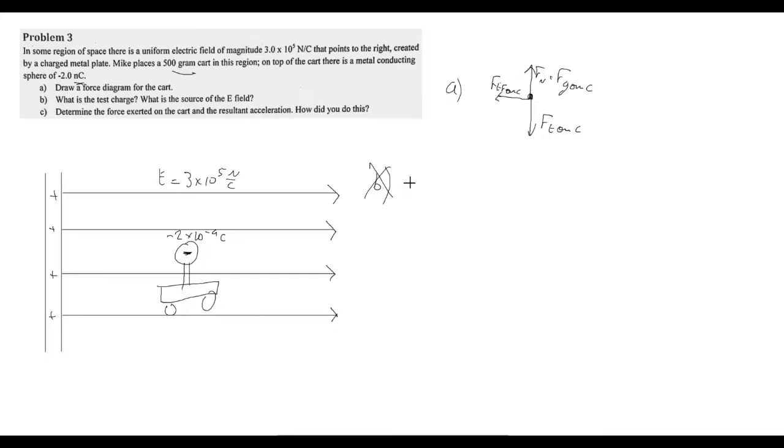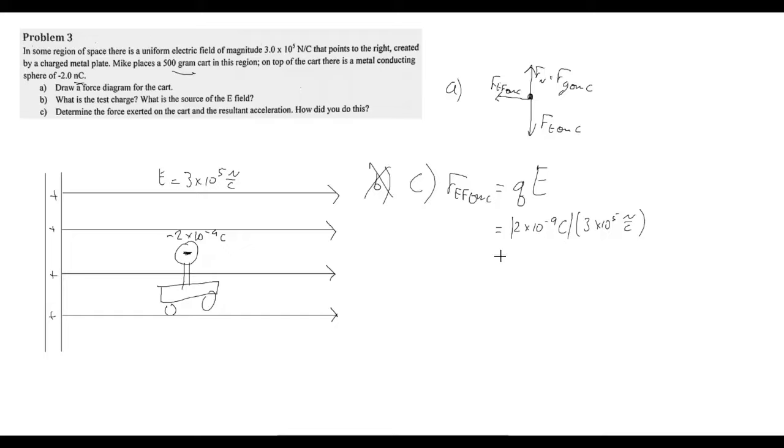So I guess forgetting about part B now, since we just talked about it, and doing part C, the force exerted on the cart and the resultant acceleration. To find the force of the E field on the cart, which is the only one that is causing acceleration, there's an equation for this. The force of the E field on any charge is going to be Q, the charge, or the test charge, times the E field strength. In this case, Q we said was 2 times 10 to the negative 9th coulombs, 2 nanocoulombs. And the E field strength is 3 times 10 to the 5th newtons per coulomb.